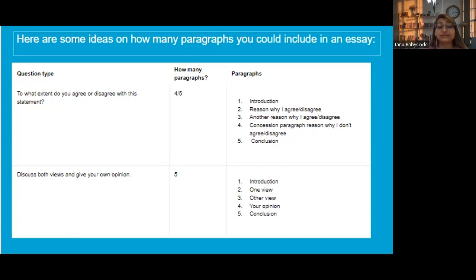Next question type, discuss both views and give your opinion. So again, you have to discuss both views, and you have to provide your opinion. So first is introduction, second is one view, third is the other view, fourth one is your opinion, and fifth one is your conclusion. So for discussing both views, you always have to write 5 paras.